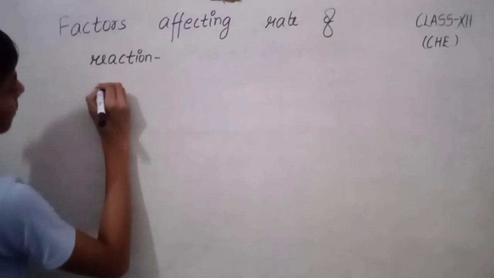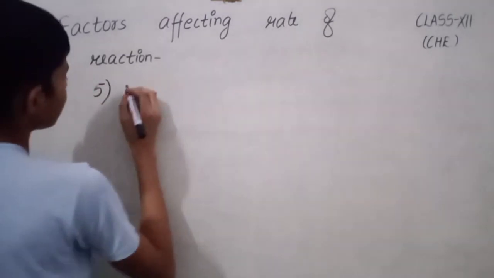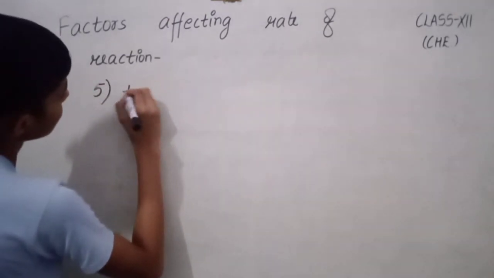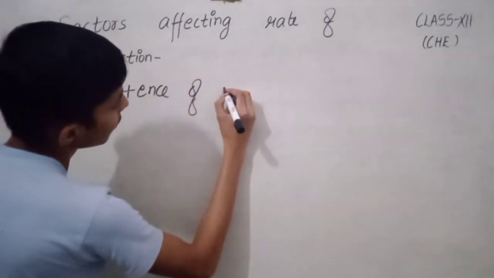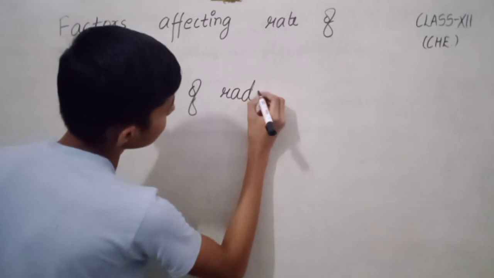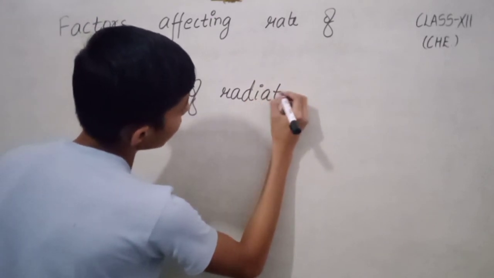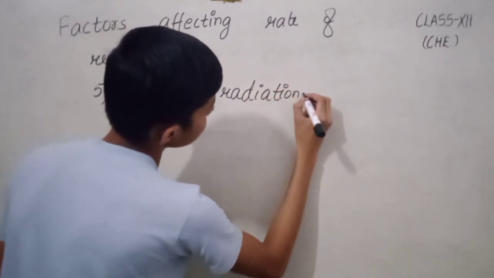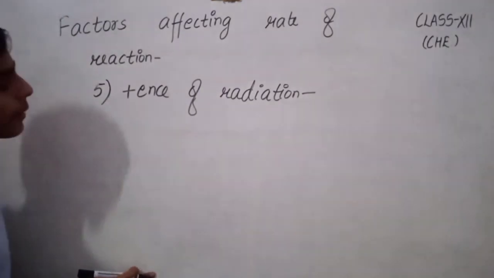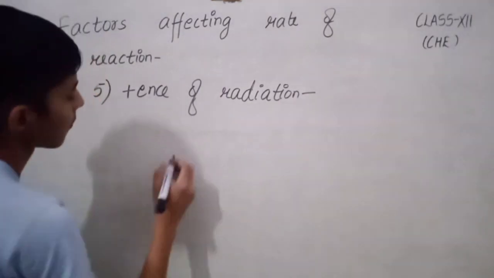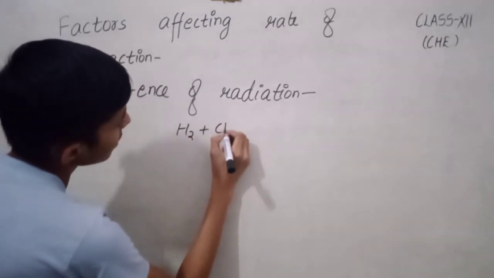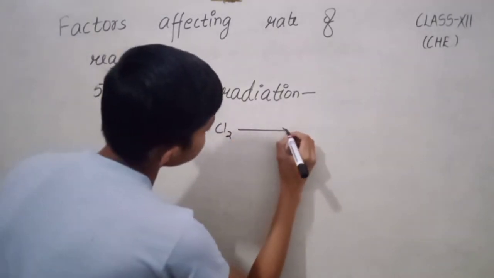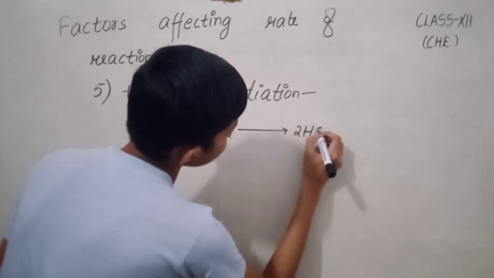Our fifth factor is presence of radiation. Some chemical reactions take place in the presence of radiation. H2 plus Cl2 takes place in the presence of radiation.